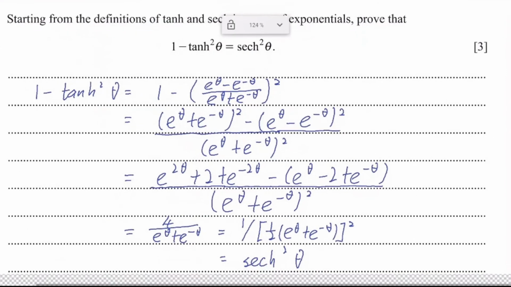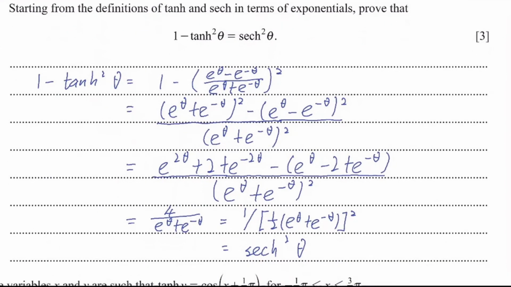Okay, so this question, starting from the definition of tanh and sech in terms of the exponentials, we need to prove this expression here. We need to use sinh over cosh for the definition of tanh, and then we square that. At last, what it gives us is just a single sech term.